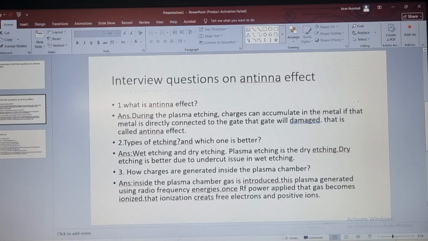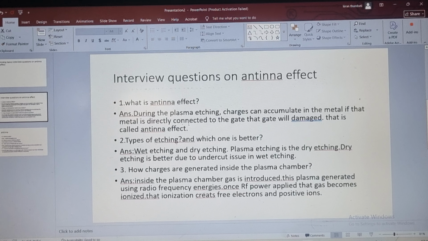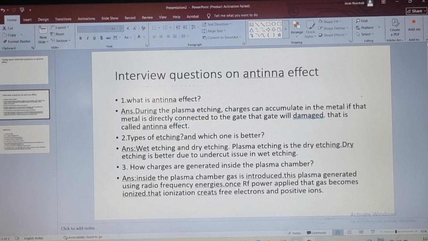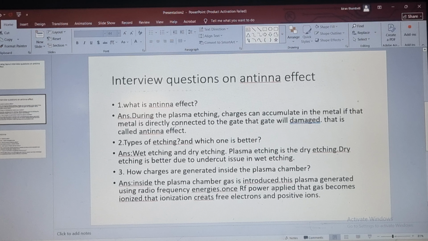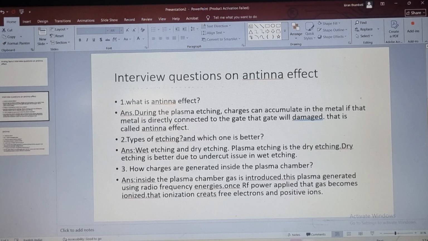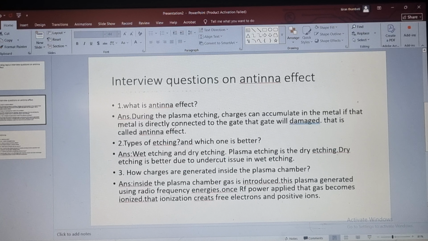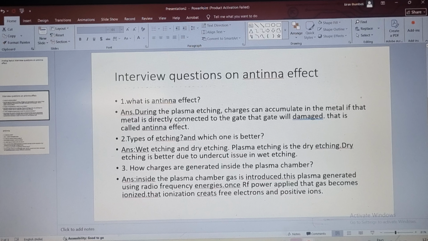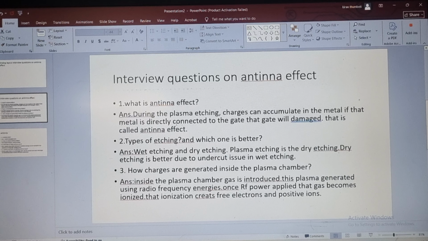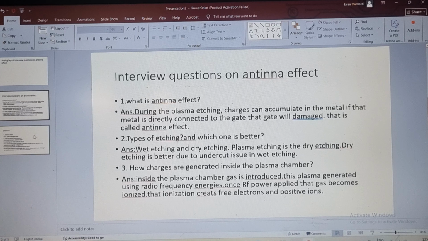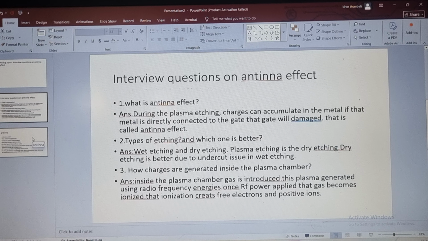For example, if you take one metal, during plasma etching some charges will accumulate in that metal. If the charge is less, there is no issue. If the charge is more, that charge passes through the metal and hits the gate. In that case, the gate will be damaged because the gate is very thin. That is the reason we deal with it.